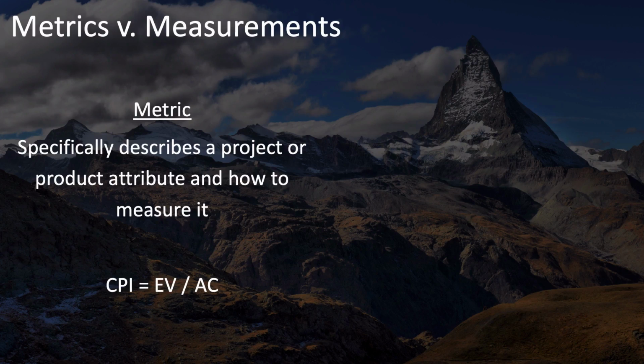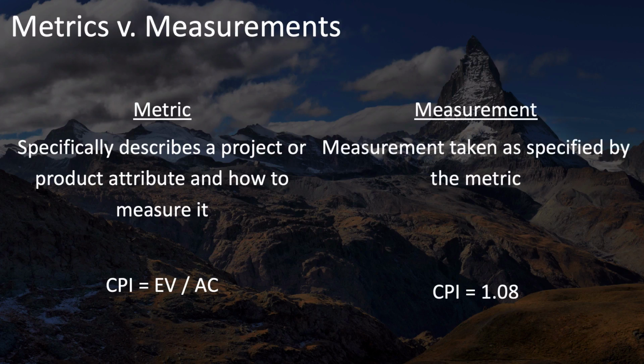For example, the cost performance index and its formula could be specified as a metric, and the formula shows how to measure it. Plus, you'd also have other details about how costs will be measured on your project, such as whether you're including direct and indirect costs and so on. The measurement is what is taken as specified by the metric. So you might measure your cost performance index and report it as 1.08.